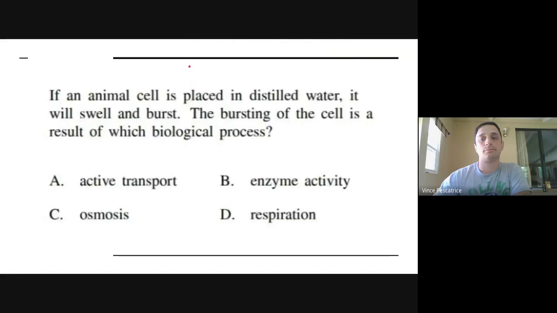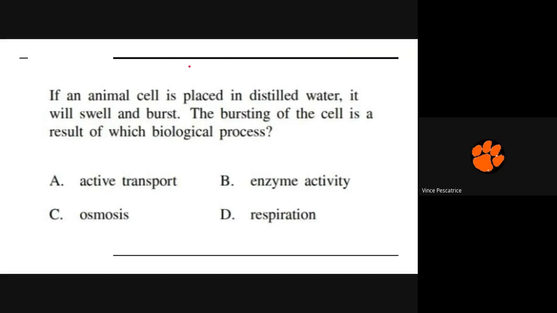All right. Animal cells placed in distilled water will swell and burst. The bursting of a cell is a result of which biological process? Okay, so this is what I told you about how to get rid of those blood stains. If you ever get a blood stain in clothing, you can add water to it to make these cells swell and burst. So these things have to do with water transported across a membrane.